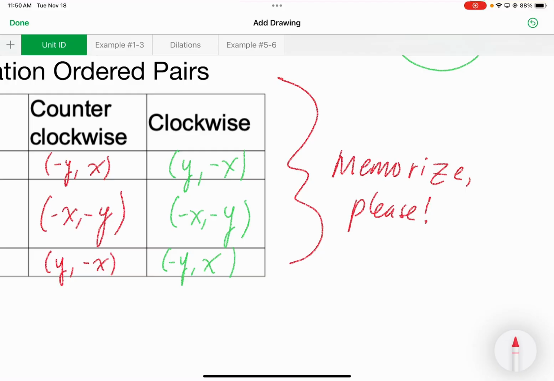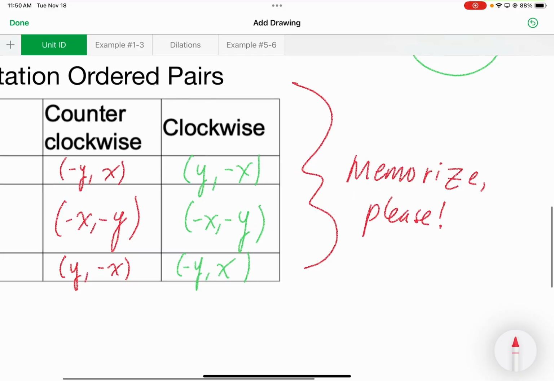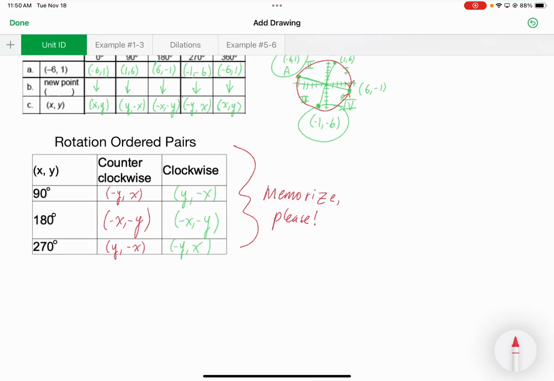This is my advanced organizer. You've got to know it. Really, you only have to memorize one column because the other ones are the same if you remember to just flip them. Let's see that in action. Maybe once we put it to an example, it'll make some more sense.